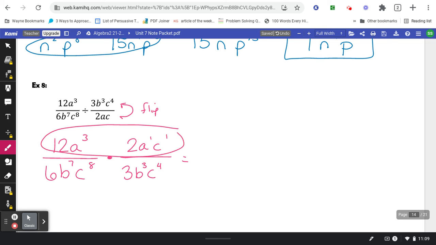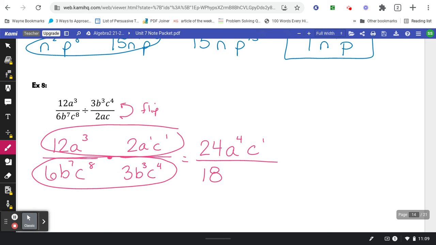All right, let's bring the numerator together. 12 times 2, 24. Add the exponents of the A's. Don't have any B's. C to the first. Multiply 6 times 3 in the denominator. No A's. Add the B's exponents. Add the exponents of the C's.